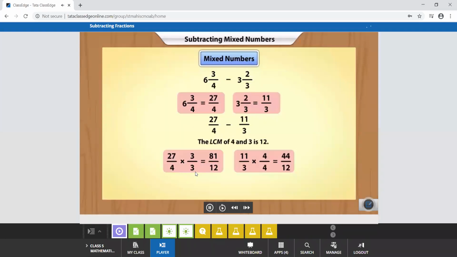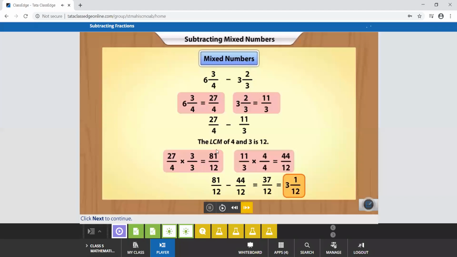Subtracting 44 by 12 from 81 by 12, we get 37 by 12. Converting 37 by 12 back to a mixed number, we get 3 and 1 by 12. So, subtracting 3 and 2 by 3 from 6 and 3 by 4 gives 3 and 1 by 12.